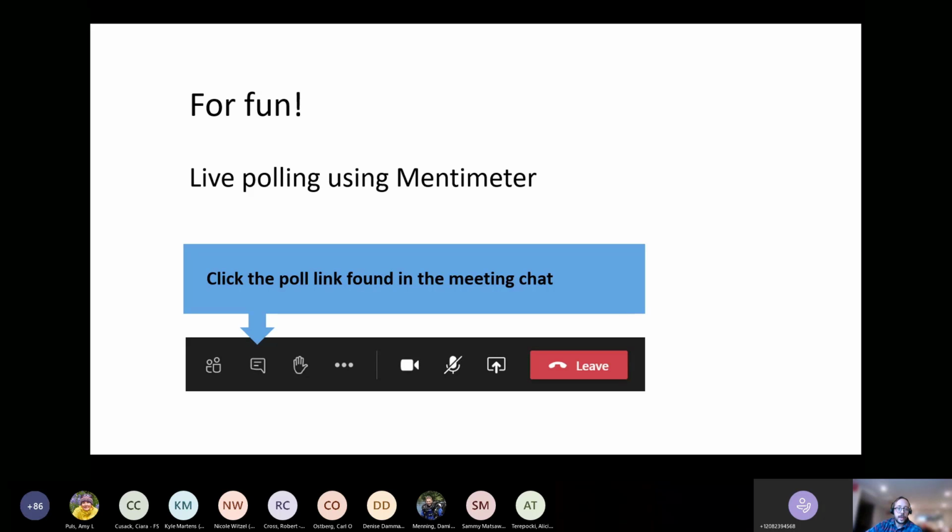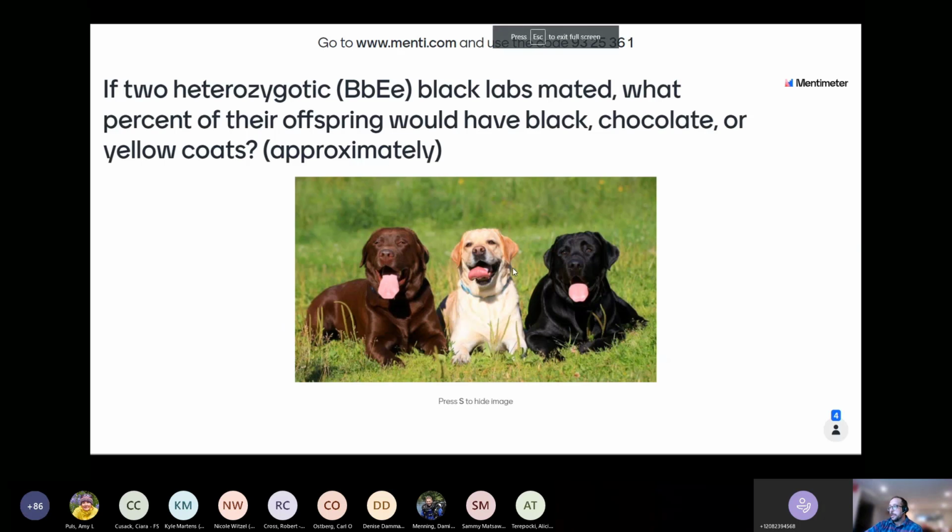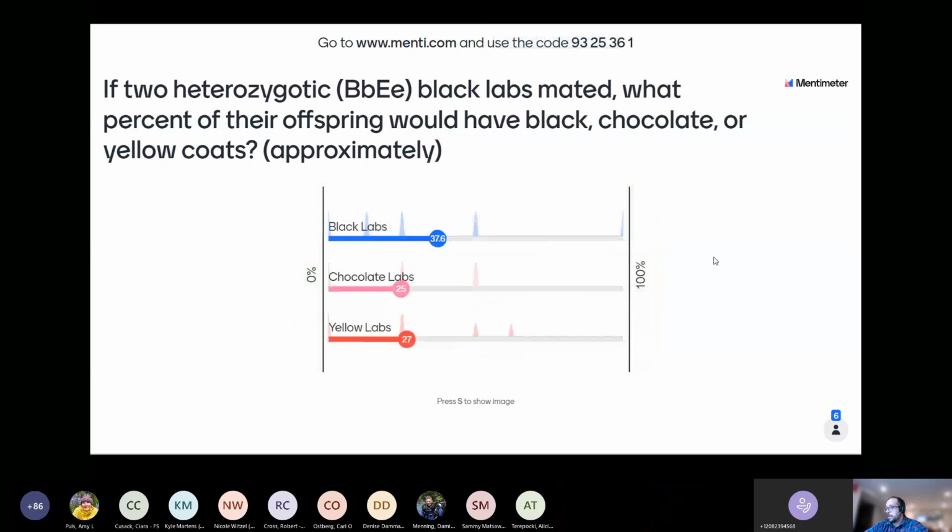Again, to get to the chat, click on the little speech bubble icon to open that chat sidebar, and you should see a link to the icebreaker question that Amy posted. If you'd humor me and take about 30 seconds to fill that poll out, I'd really appreciate it. And I will switch over to that so we can see those results coming in.